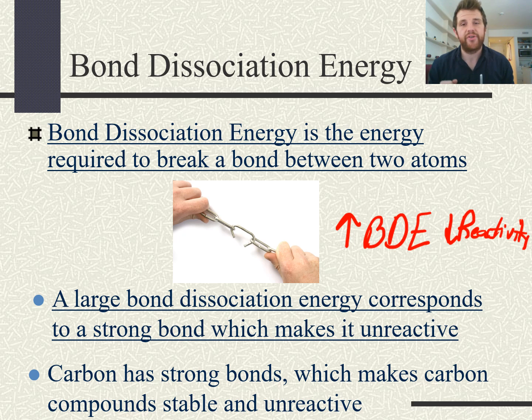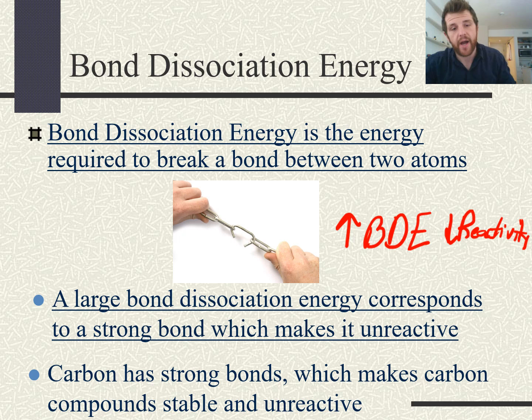Bond dissociation energy. This is a preview of the next chapter. I'm going to keep it brief. Bond dissociation energy is the energy required to break a bond. This is important because you need to break bonds in order to make new bonds. This is how every chemical reaction happens. A large bond dissociation energy correlates to a strong bond.